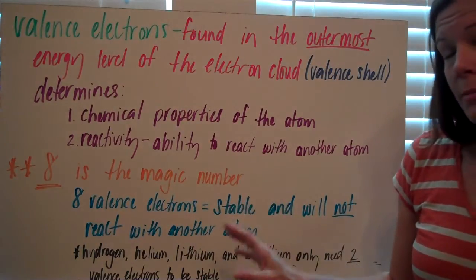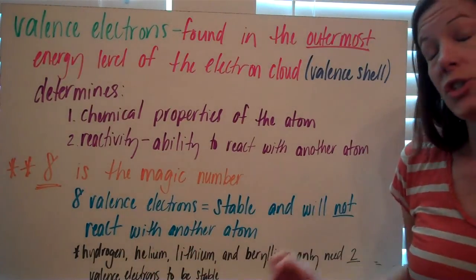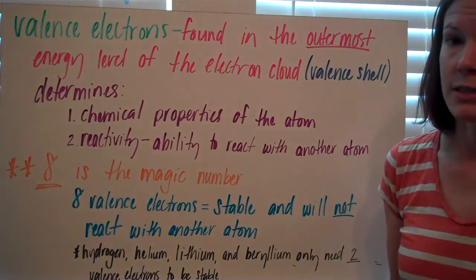There are a couple exceptions to this though. Hydrogen, helium, lithium, and beryllium are so small that they only need 2 valence electrons to be stable.